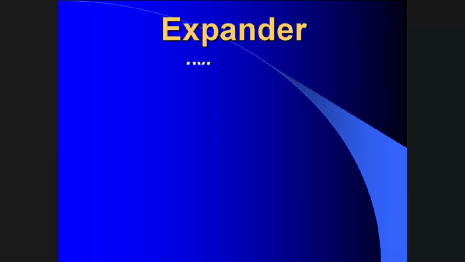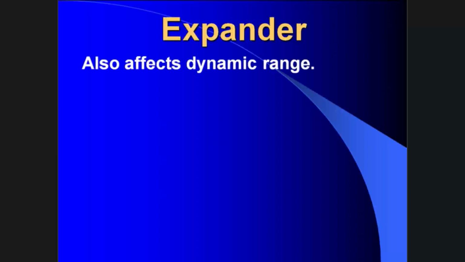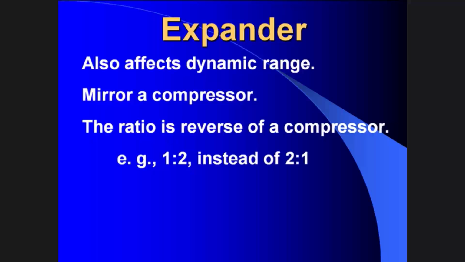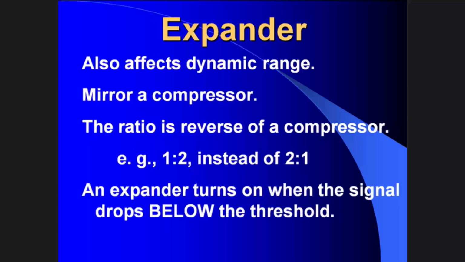Considering an expander. An expander also affects dynamic range, but it's the mirror of a compressor. In other words, the ratio is a reverse of the compressor's ratio. For example, the ratio of an expander might be 1 to 2 instead of 2 to 1. Often called a downward expander, an expander really increases dynamic range. It turns on when the signal drops below the threshold.